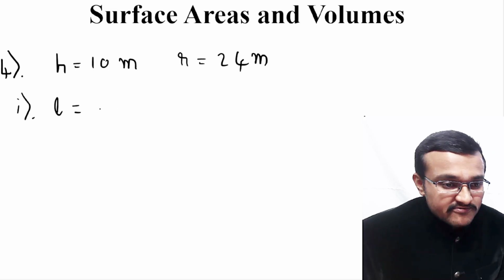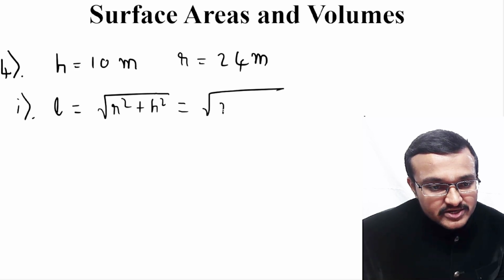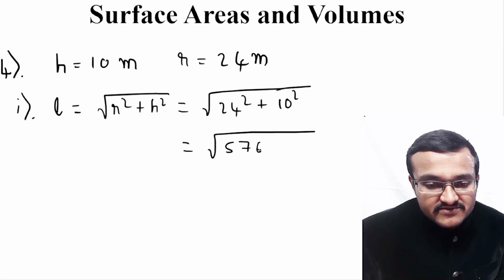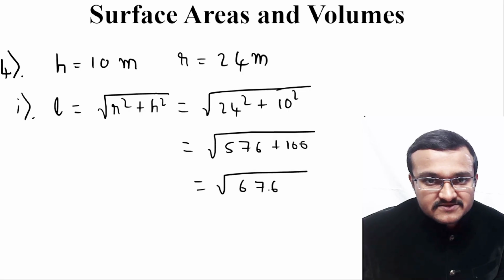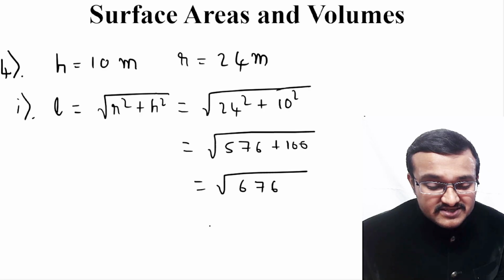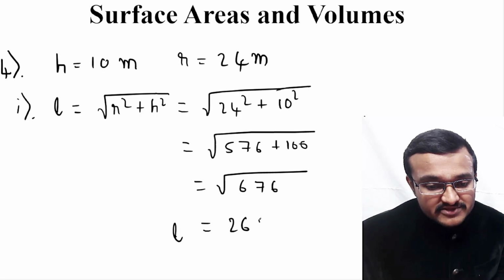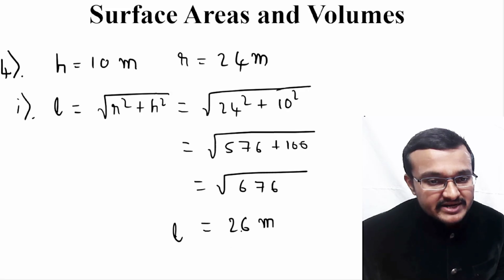In order to find L, you have to take the square root of r square plus h square. So r is 24 square plus h is 10 square. So 24 into 24 will be 576 plus 10 into 10 will be 100. So 576 plus 100 will be 676. The square root of 676 will be equal to 26. So now we have got the slant height of this tent as 26 meter.